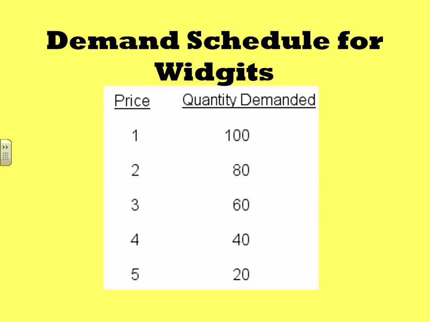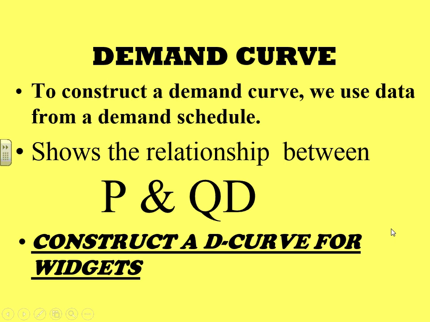It'll be titled Demand Schedule, and this particular product is widgets, just a hypothetical product. You've got a list of prices, and then you see the quantities that would be demanded at those prices. So at $1, people would demand 100 widgets, and at $2, they would only demand 80. As the price goes up, the quantity demanded goes down. A demand curve takes the information from the demand schedule and constructs a plotted graph, visually showing us the relationship between price and quantity demanded.